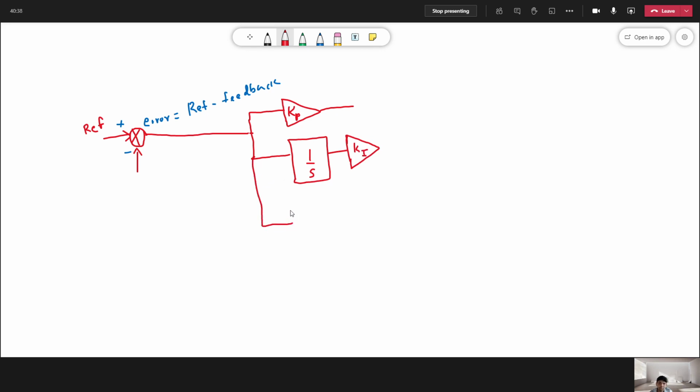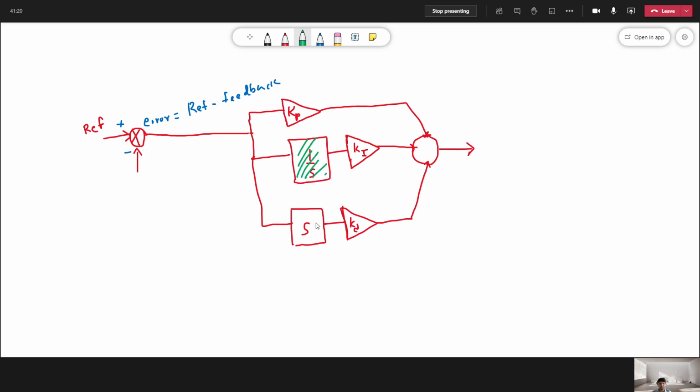Similarly, you may have a controller doing the differentiation, so there you need to do differentiation, and it will be multiplied by a constant called KD, gain of derivative controller. And the output of all of these three controllers will be added together to find out the output of the PID controller. So here you need the process of integration. Here you need the process of differentiation.